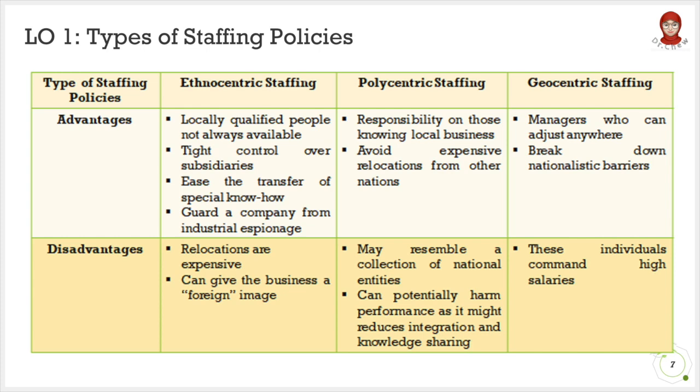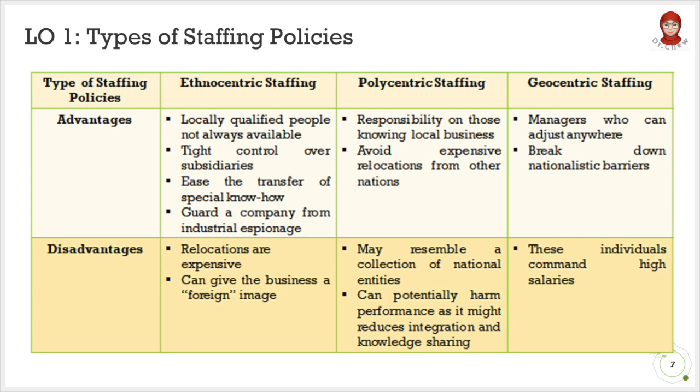In addition, by sending people from the home country to the host country, the company can ensure tight control over the subsidiary. They will be performing the same operation, similar to the operation of the home country. Companies also use ethnocentric staffing to recreate local operations in the image of home country operations.